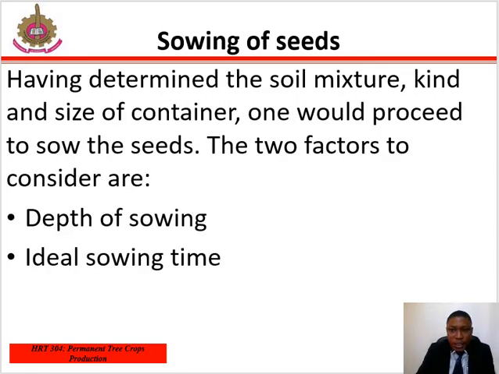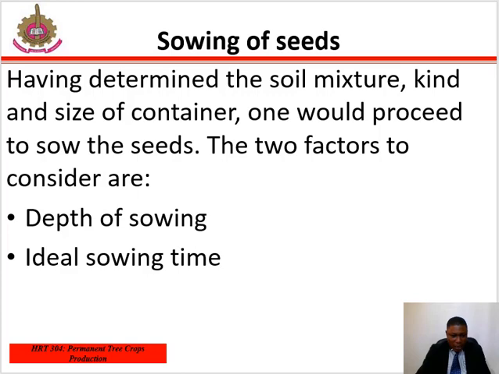Sowing of seeds. Having determined the soil mixture, kind and size of container, one would proceed to sow the seed. The two factors that are considered in sowing seeds are the depth of sowing and the ideal time of sowing. Some seeds are sown at a depth of 1 to 3 times their diameter. When seeds are sown at this depth, adequate moisture and optimum temperature will hasten their germination rates. Excessively deep sowing will impair seedling emergence.